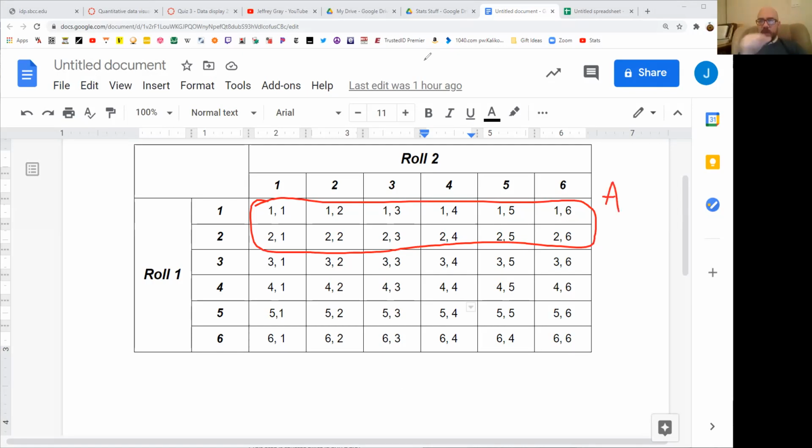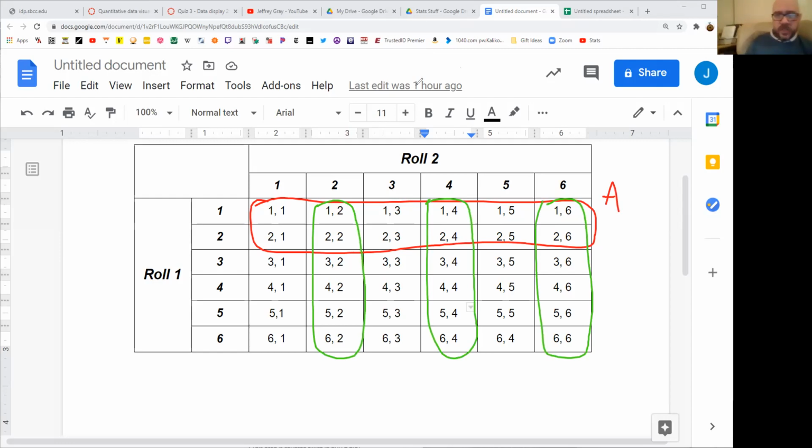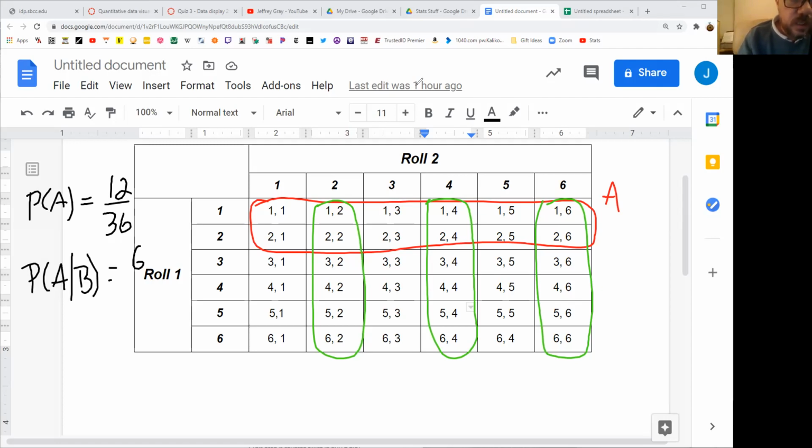So the probability of A was 12 out of 36. And the probability of A given B, so let's put B on here, was 6 out of 18. All right, so we had probability of A was 12 out of 36. The probability of A given B, that's what I meant, was 6 out of 18.